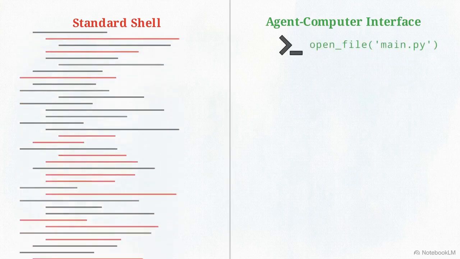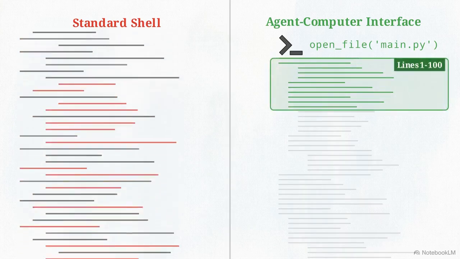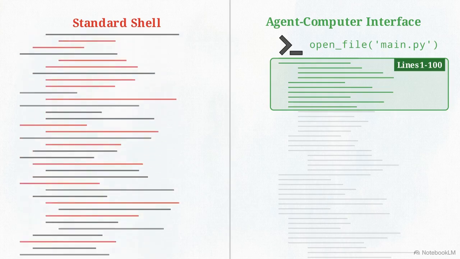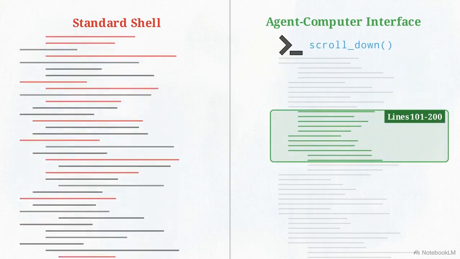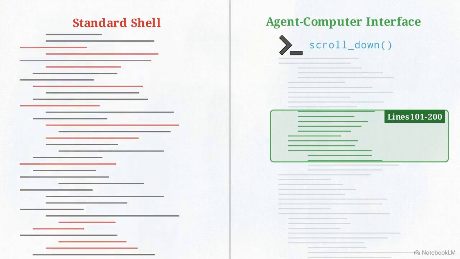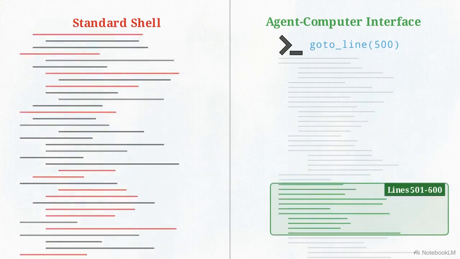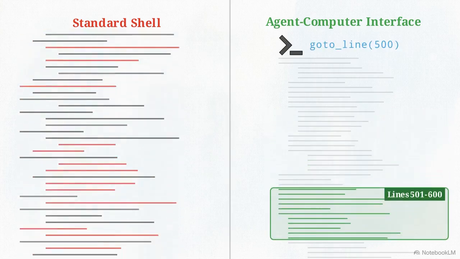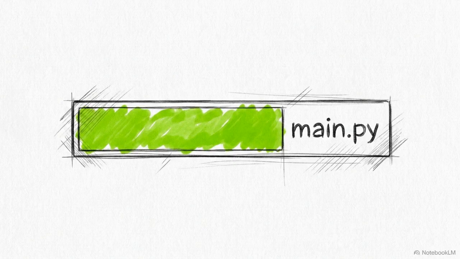It returns a strictly bounded numbered block containing exactly 100 lines of code. This mechanism is called line windowing. It smoothly paginates down to isolate exactly what the model needs to evaluate without overwhelming its token limits. To navigate within this isolated window, the ACI provides specialized go-to line and scroll down commands. The model moves through the codebase sequentially without forcing the system to reload the entire file.